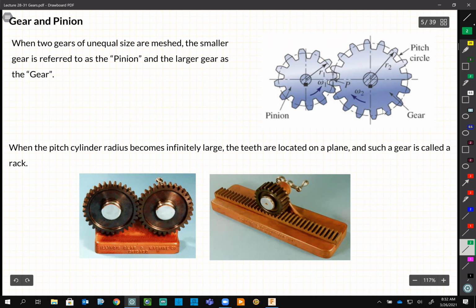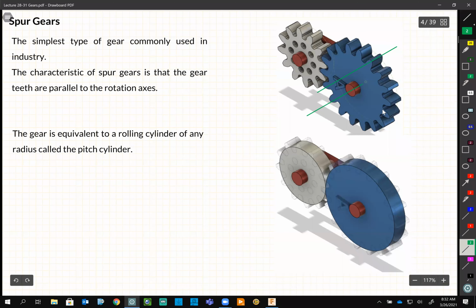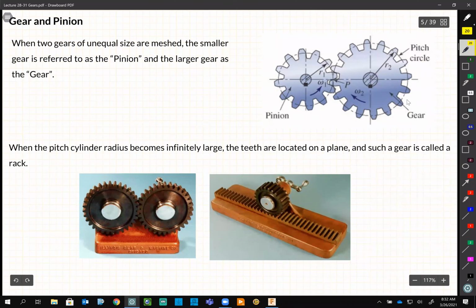Those two cylinders that I talked about, they call them pitch cylinders. In the previous slide, we call them pitch cylinder, and here they will be called pitch circle, two imaginary circles, right? They do not actually exist. So the radius of one of these gears can be infinity. And if that's the case, we will call it a rack.